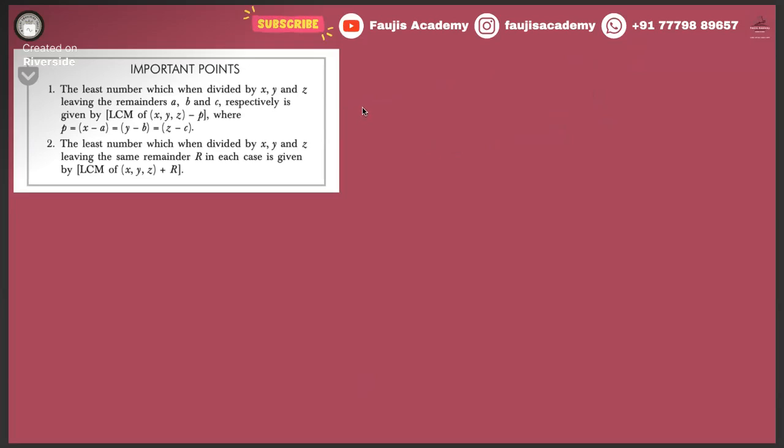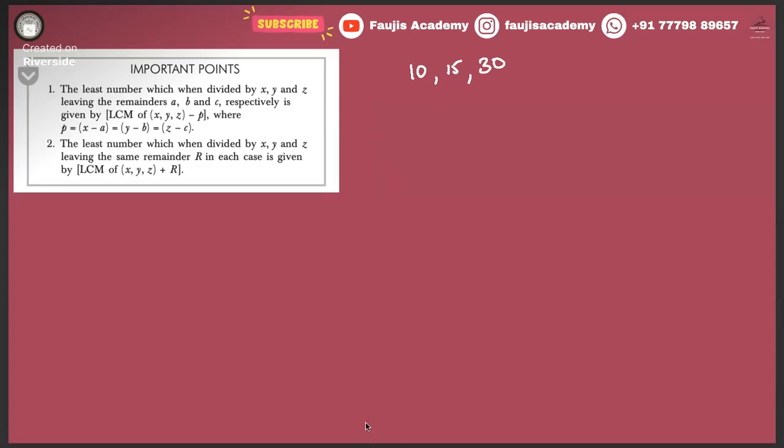Okay. The least number which when divided by x, y, z leaves the same remainder r in each of the cases is given by LCM plus r. Let's say the three numbers are 10, 15 and 30. Now tell me what should be the remainder if the number is divided by 10, 15 and 30. You tell me what should be that common number. There is only one remainder.